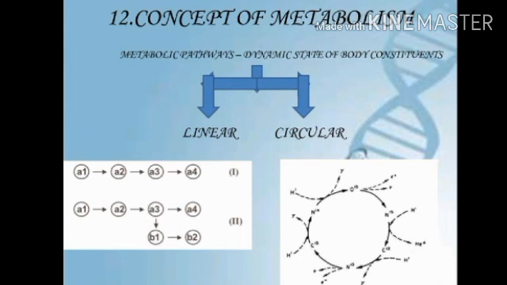If a metabolic pathway has a circular organization, it means the first substrate participates in a reaction and at last it is reformed in this pathway, so the circle is completed. This is called a circular metabolic pathway. Example, C3 cycle, Krebs cycle, etc.